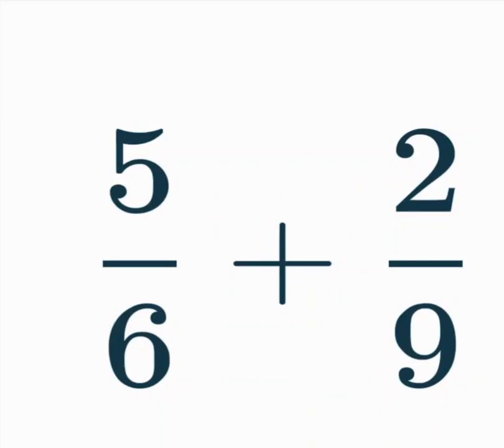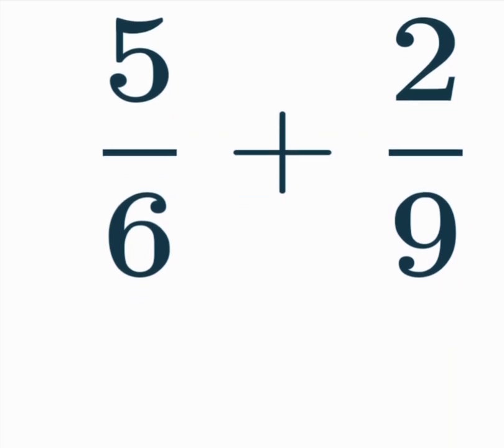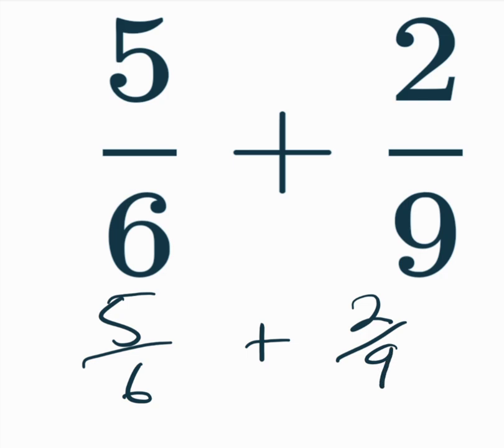So let's see how we're going to do this fraction really quick. Right here we have 5 over 6 plus 2 over 9. These are two proper fractions being added, right? So let's see how we're going to do this real quick. In my solution, I'm going to repeat everything. I have 5 over 6 plus 2 over 9, right?